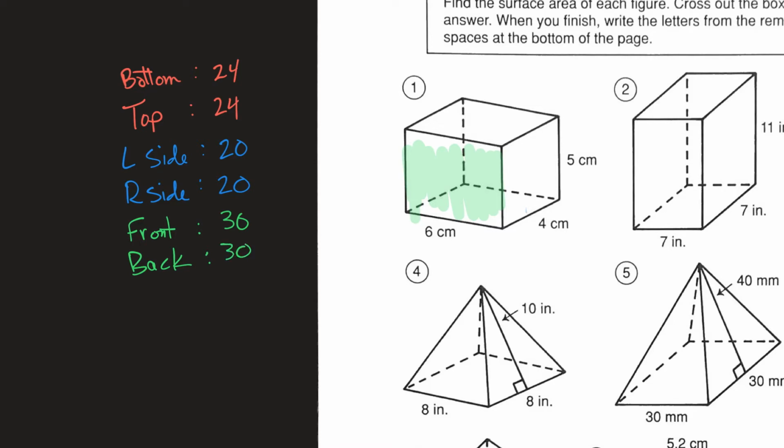And now what we need to do is add everything up. That should be 144 square centimeters. And I'll write that here. So the surface area of this is 144 square centimeters. Let's go on to number 2.